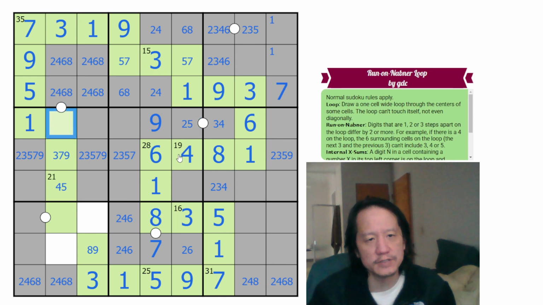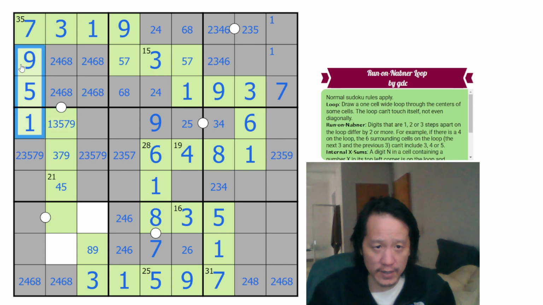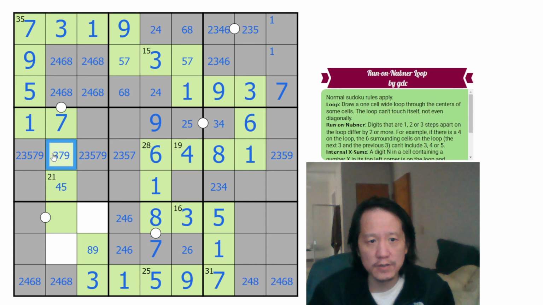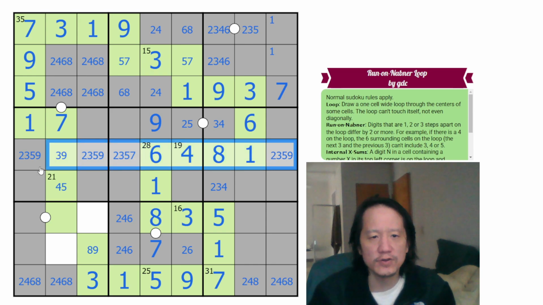This has to be an odd digit. So it's 1, 3, 5, 7, 9. But 1, 5, and 9 cannot be here, and 3 can't be here. Therefore, this must be a 7. So none of these are 7s. Where is the 7 in row 5? It has to be here. So this is a 7.